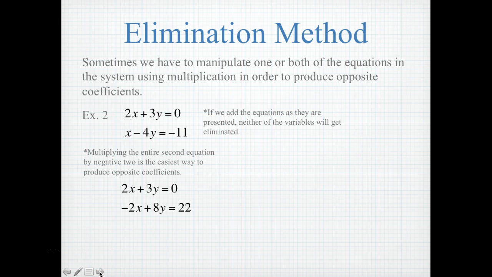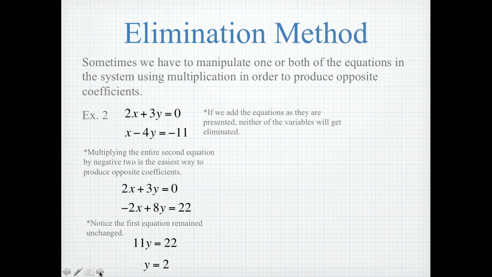So the easiest way to do it in this case is to multiply the second equation by negative 2. So notice the first equation stays exactly the same, 2x plus 3y equals 0, while the second equation gets multiplied by negative 2, producing negative 2x plus 8y equal to positive 22. Now I've produced opposite coefficients for the term x with positive 2 and negative 2.